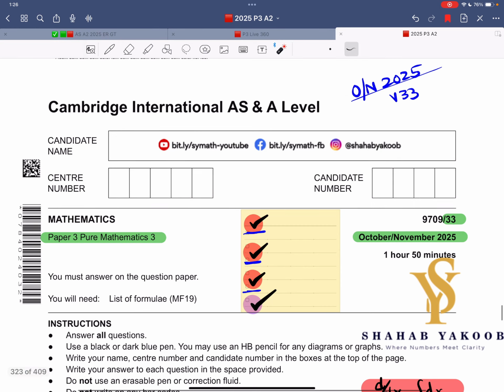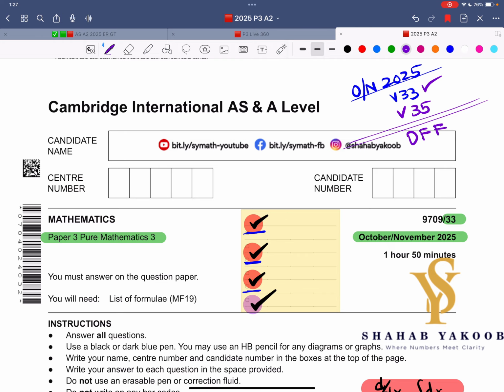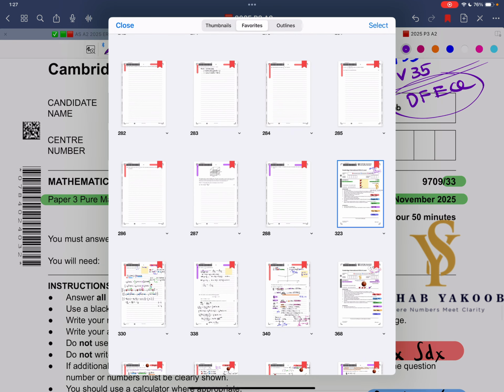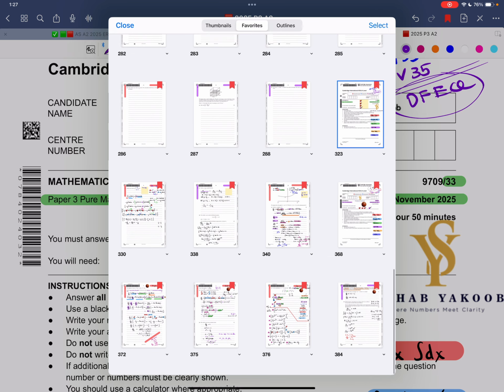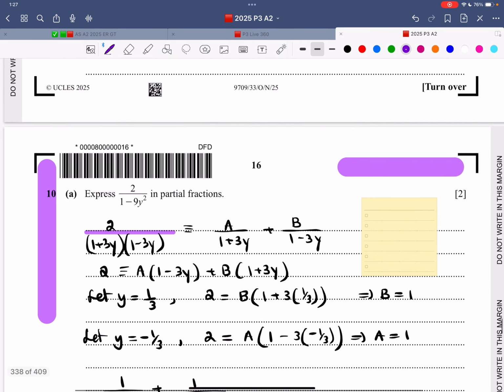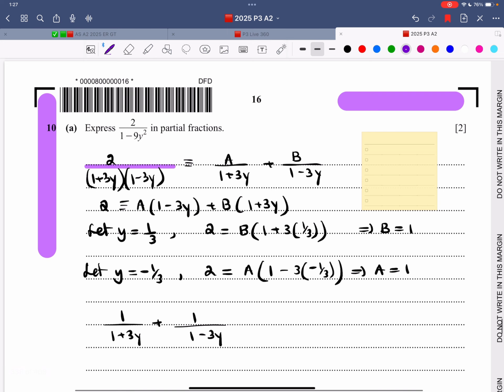So now people, let's focus on October-November 2025, variant 33, variant 35, and I'll be focusing on the topic of differential equations. Let's pick one question from each. So now let me go to the favorites and let me just double check. That is this one. Okay, so that is the page, and this is about differential equations.